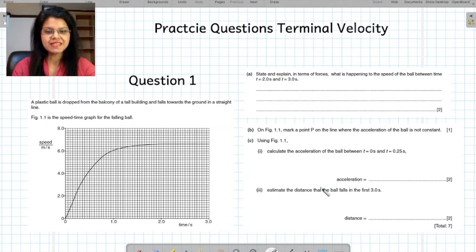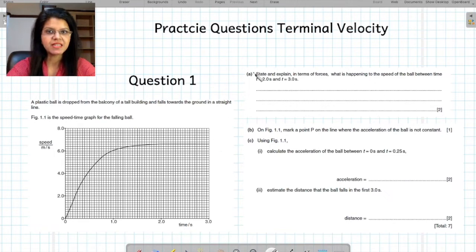So let us understand what is happening in this question. A plastic ball is dropped from the balcony of a tall building and falls towards the ground in a straight line. So you have a speed time graph for the falling ball. You are given a speed time graph. Alright, look at the axes, speed and time.